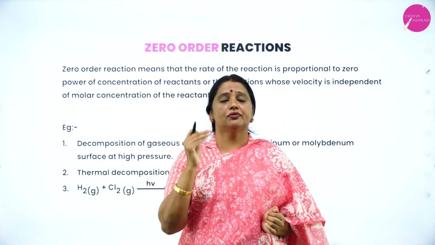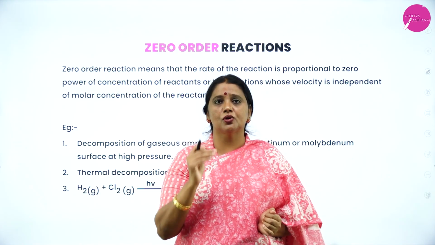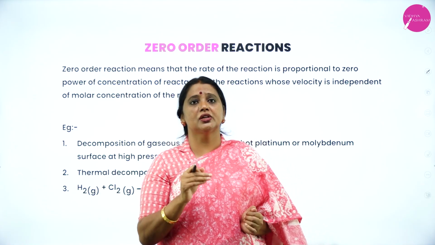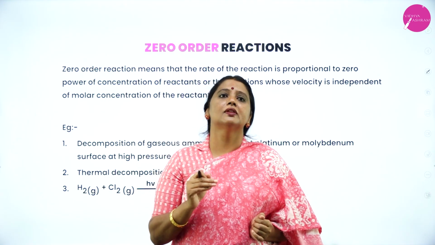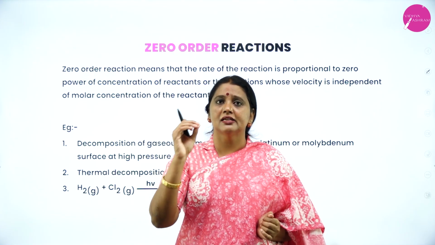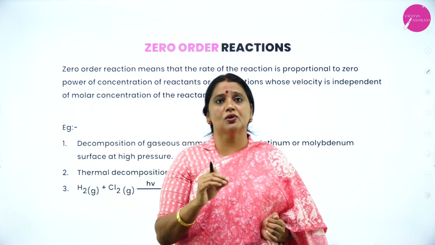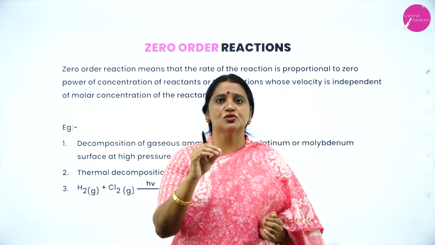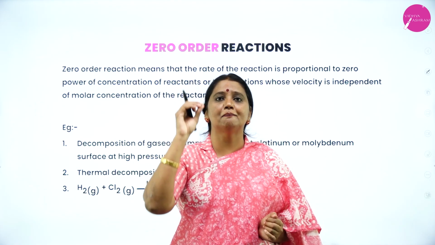What's the unit of rate constant for a zero order reaction? Mole per liter per second. What's the unit of rate constant of a first order reaction? Per second. What's the unit of rate constant of a second order reaction? It is mole to the power of -1 liter to the power of 1 per second.